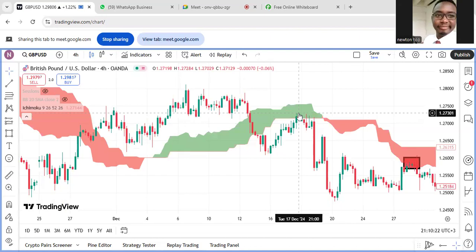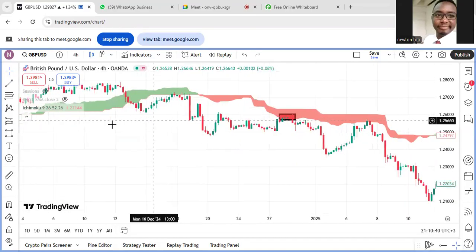So I went to the 15 minutes time frame to look for an entry on a shorter time frame, then I sell that trade. So in the market, when the market came and touched the cloud, I went to the 15 minutes time frame to look for entries.